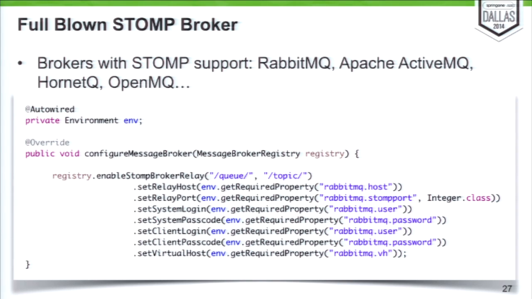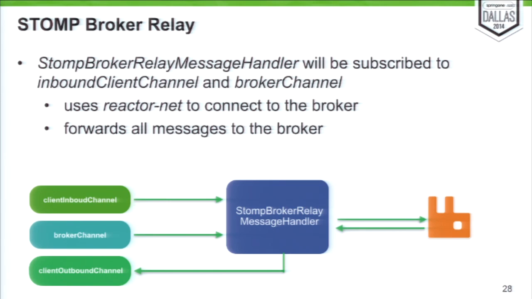Now instead of enabling the simple broker, I'm going to enable this STOMP broker relay. Here you can define the prefixes, but also all the attributes to connect to your external broker. In that case, you have a standalone broker, and basically Spring will delegate or forward all the messages to this STOMP broker. So we're going to get this STOMP broker relay message handler instead of the simple broker, and it's going to process messages from the inbound channel and also from the broker channel.